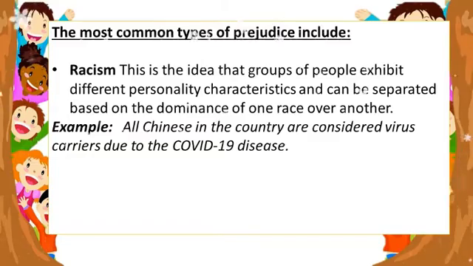Okay, example: "All Chinese in the country are considered virus carriers due to the COVID-19 disease." Based on the statement, they are accusing Chinese people of being the carriers of COVID-19. So that is racist. Anyone can be a carrier of the virus, but this is not about their culture or their race, their lahi. So that is racism.